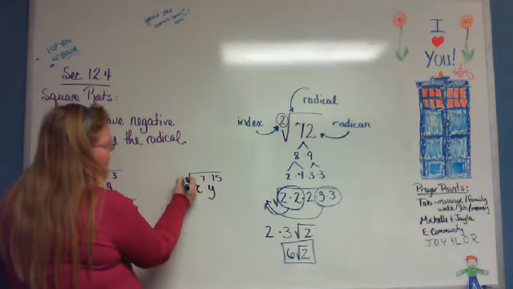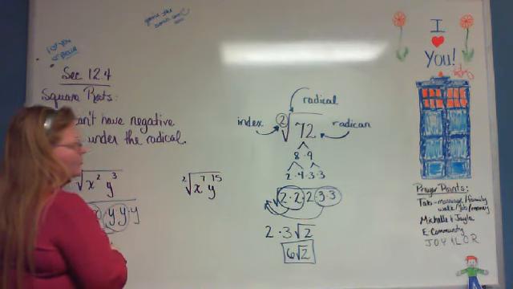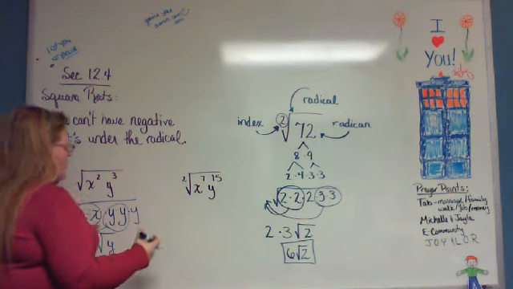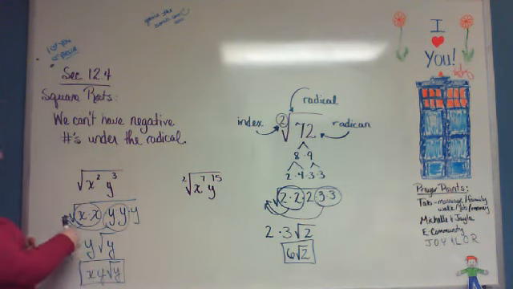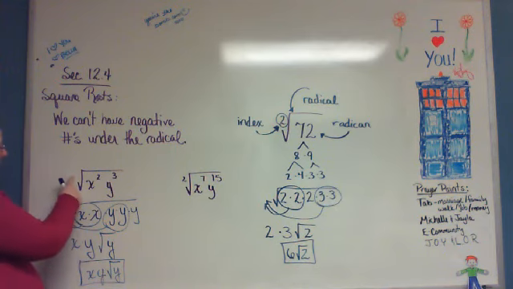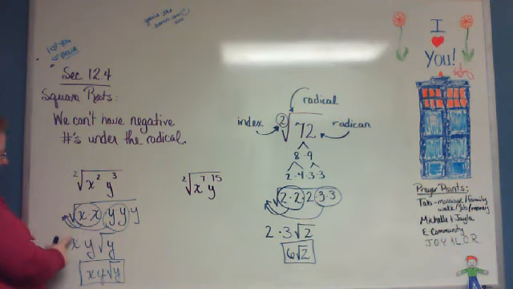We said the index here is 2, right? So if you look, every group of 2 comes out as a 1. If every group of 2 comes out as a 1, then I should be able to divide this by 2. So 2 goes into 2 one time, so there's 1 outside, with none left over inside. 2 goes into 3 one time, so there's 1 outside, with 1 left over inside.